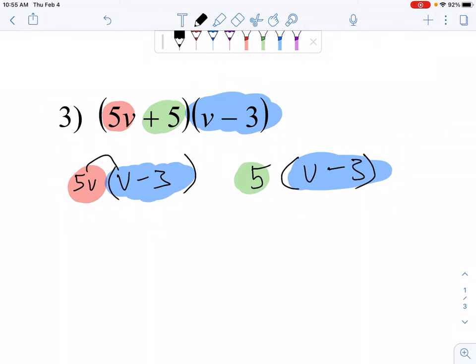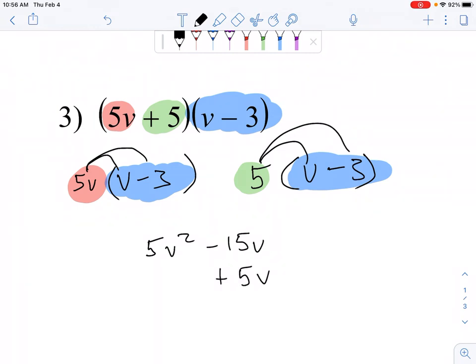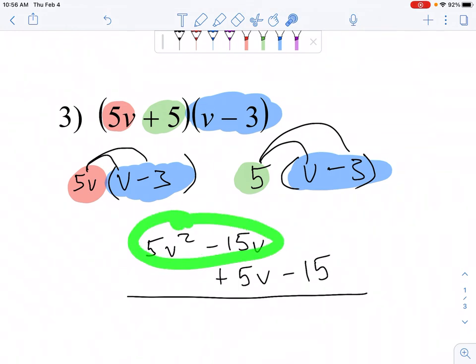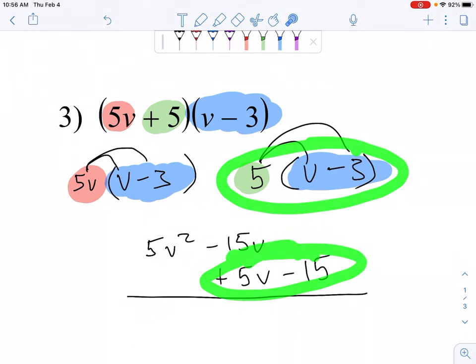So 5v times v will give me 5v squared. 5v times negative 3 will give me negative 15v. My second group, 5 times v gives me 5v. I'm going to stack that underneath my other v. 5 times negative 3 gives me negative 15. So here are my answers from my first set, and here are my answers from my second set.